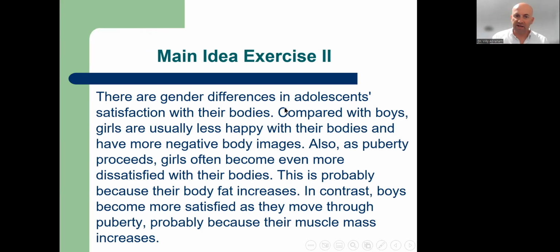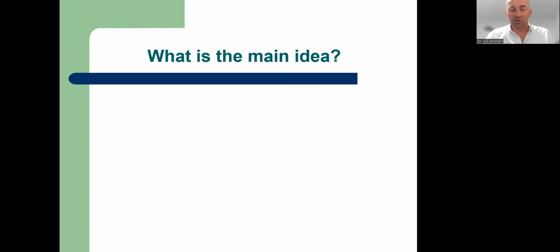So there's a comparison here, right? So it does talk about gender differences. So it looks like this is an answer. It answers the question. Also, as puberty proceeds, girls often become even more dissatisfied with their bodies, so focuses more on girls. This is probably because their body fat increases. In contrast, boys, right? So now we do see a contrast, okay, or an emphasis on gender differences. So in contrast, boys become more satisfied as they move through puberty, probably because their muscle mass increases. So this works all the time, not based on science, but in my experience, it always helped my students.